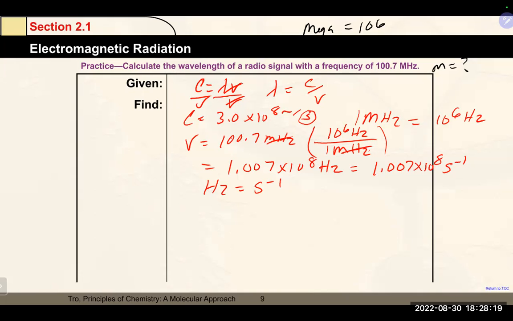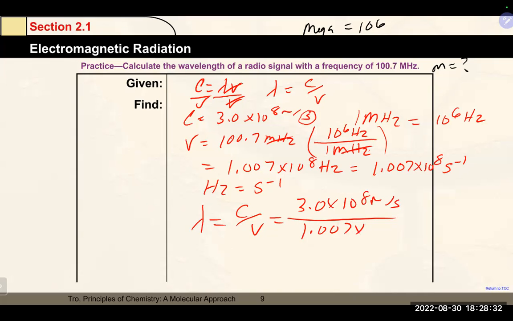We could go into our equation, which is the wavelength is C over the frequency, and that will give us 3 times 10 to the 8 meters per second divided by our frequency, which is now in the correct units. Once again, here the seconds will actually cancel each other out, and we will end up with 2.979, we'll call it, meters.